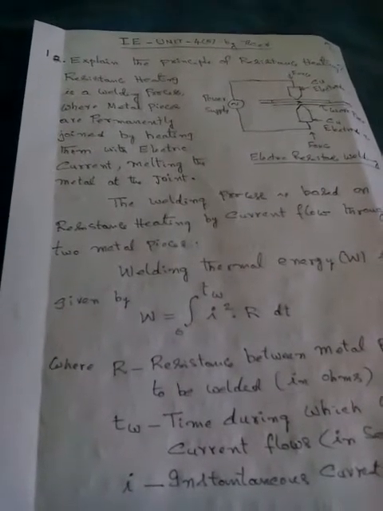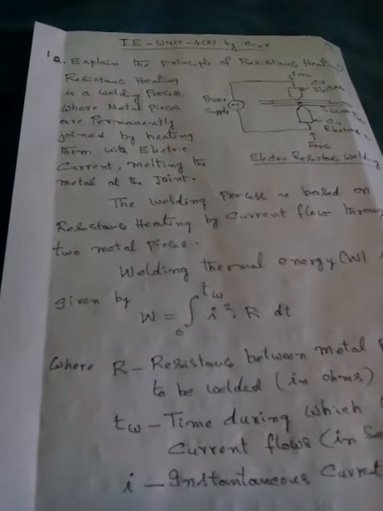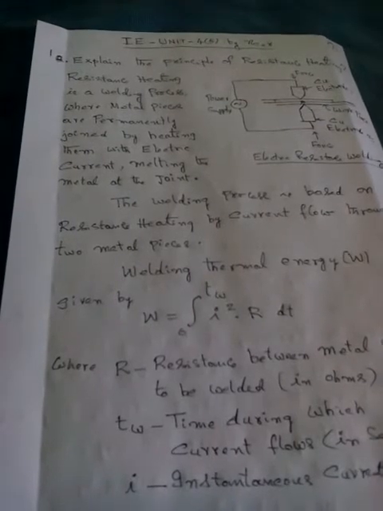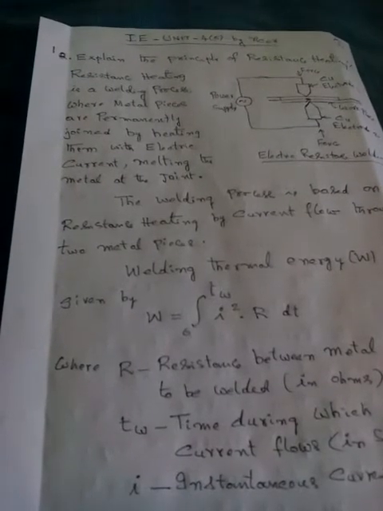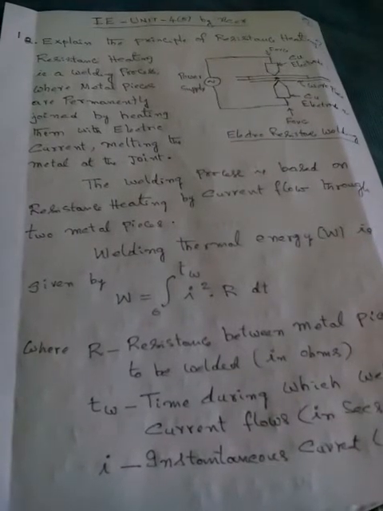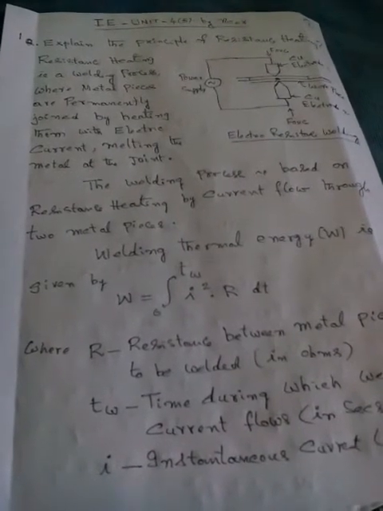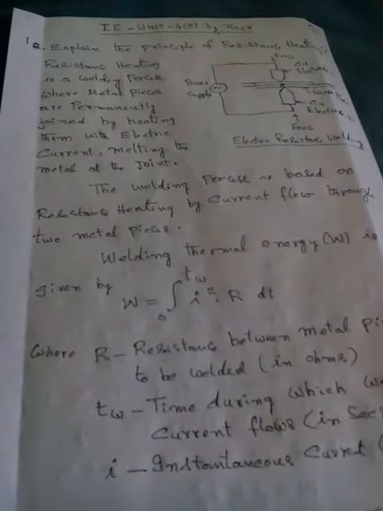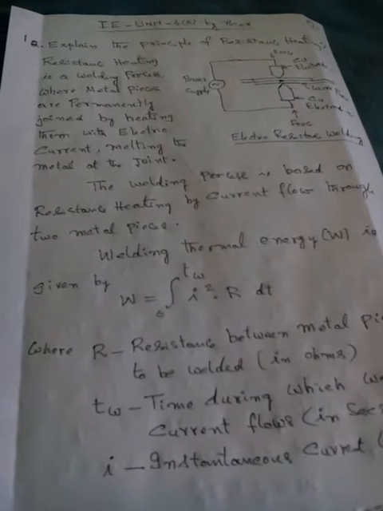So I repeat again, resistance heating is a welding process where metal pieces are permanently joined by heating them with electric current, melting the metal at the joint. The welding process is based on resistance heating by current flow through two metal pieces.